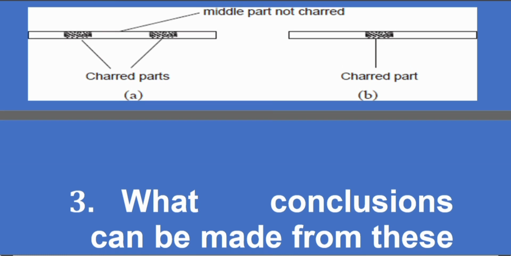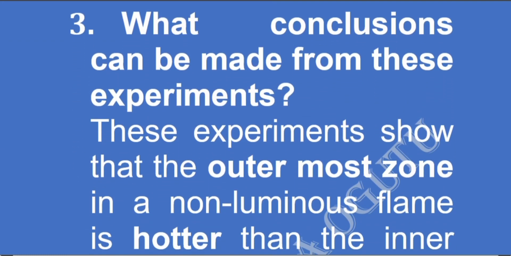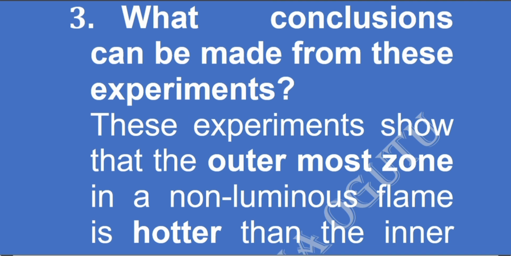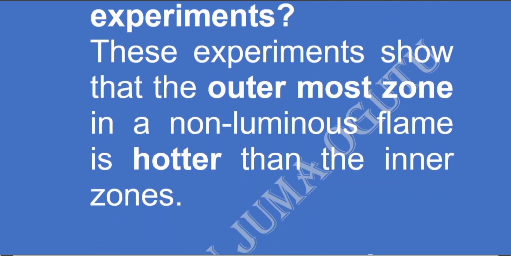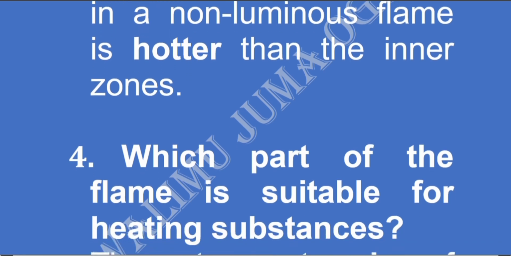So we can make a conclusion. The experiment shows the outermost zone of the luminous flame is hotter than the inner one. Because you'll find that for region 1 it was only charred outside and not at the center. So it means that the outer region is the one that is hot. For region 2, almost all of it was placed in the outer region, and it was uniformly charred.